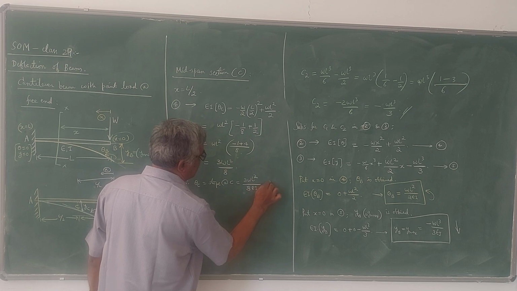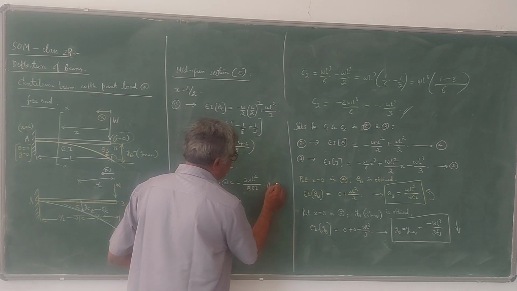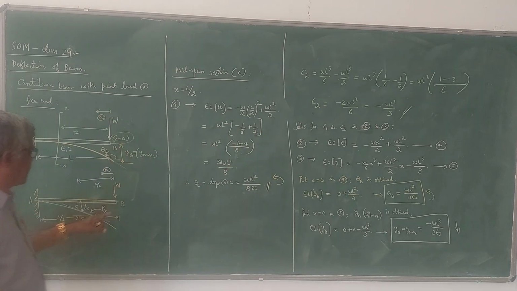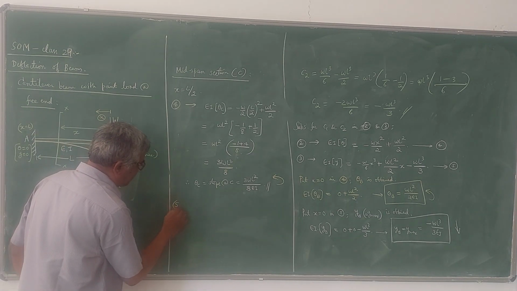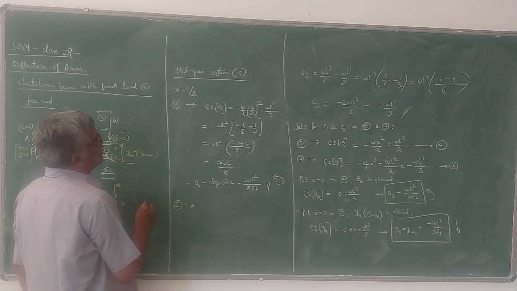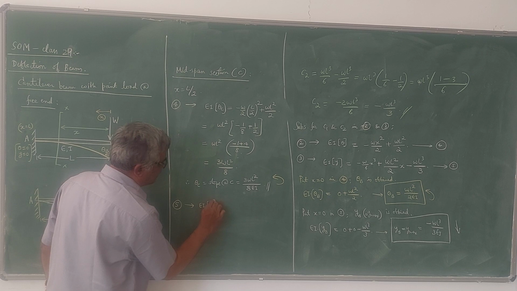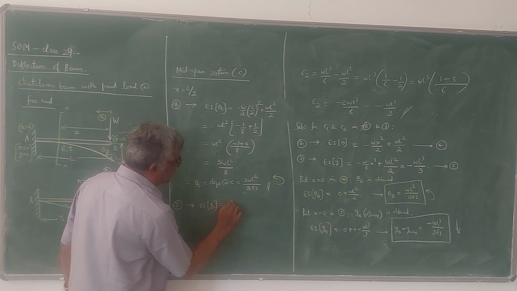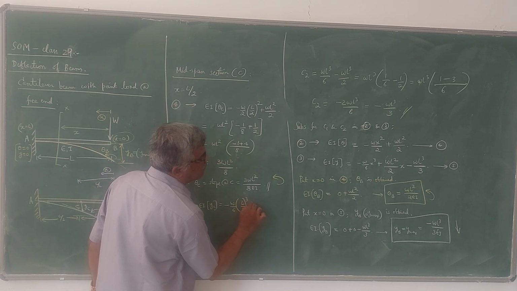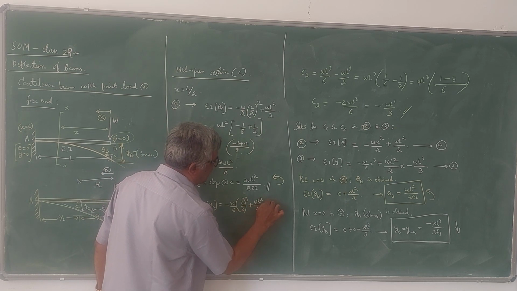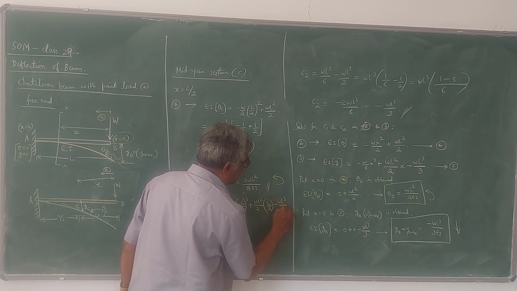You bring that EI to the RHS. Here you can see that the slope is positive, that means theta C is anticlockwise. Next, if you use equation 5, you will get the deflection. So EI into YC is equal to minus W by 6 into x, which is L by 2, whole cube, plus W L square by 2 into L by 2, minus W L cube by 3.